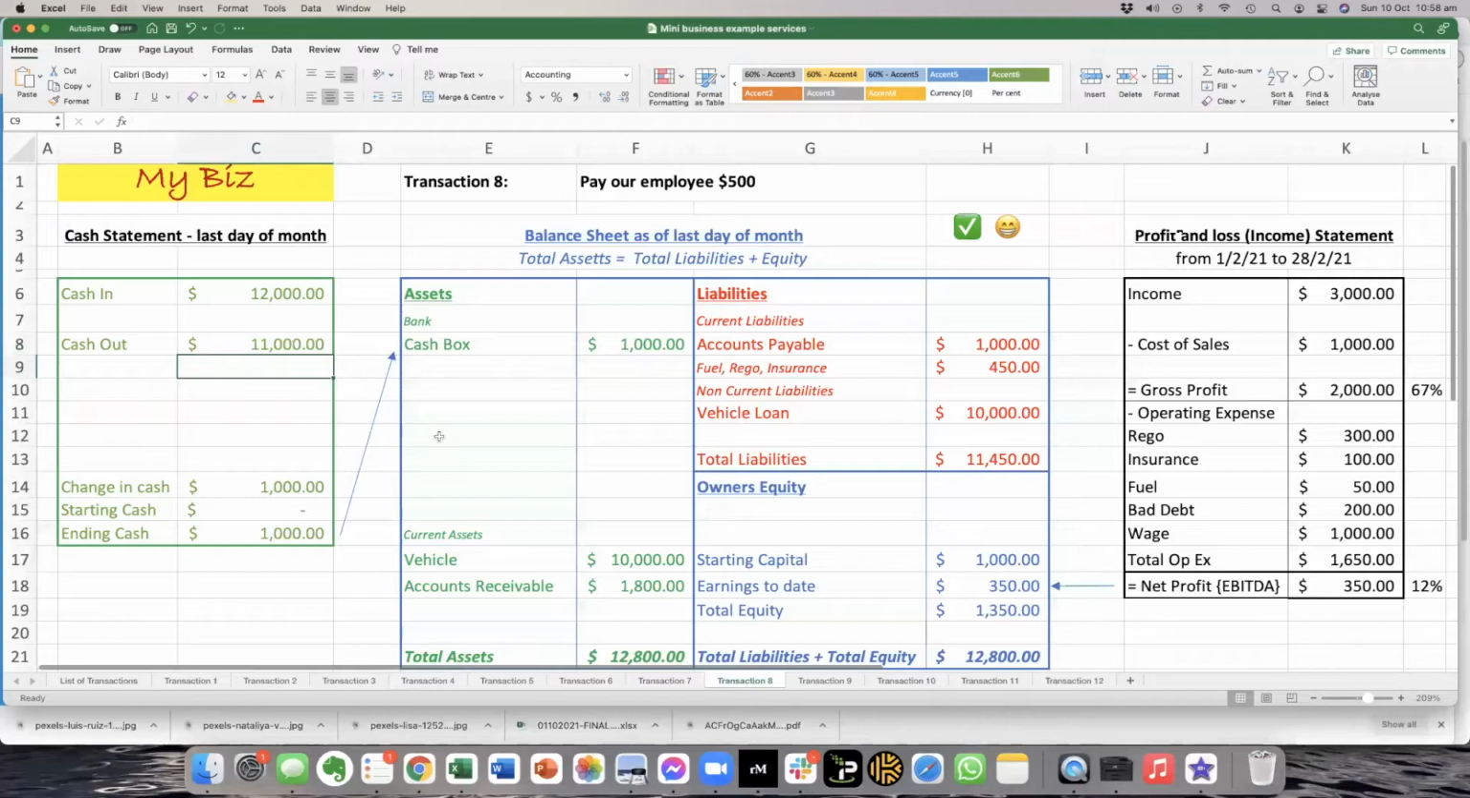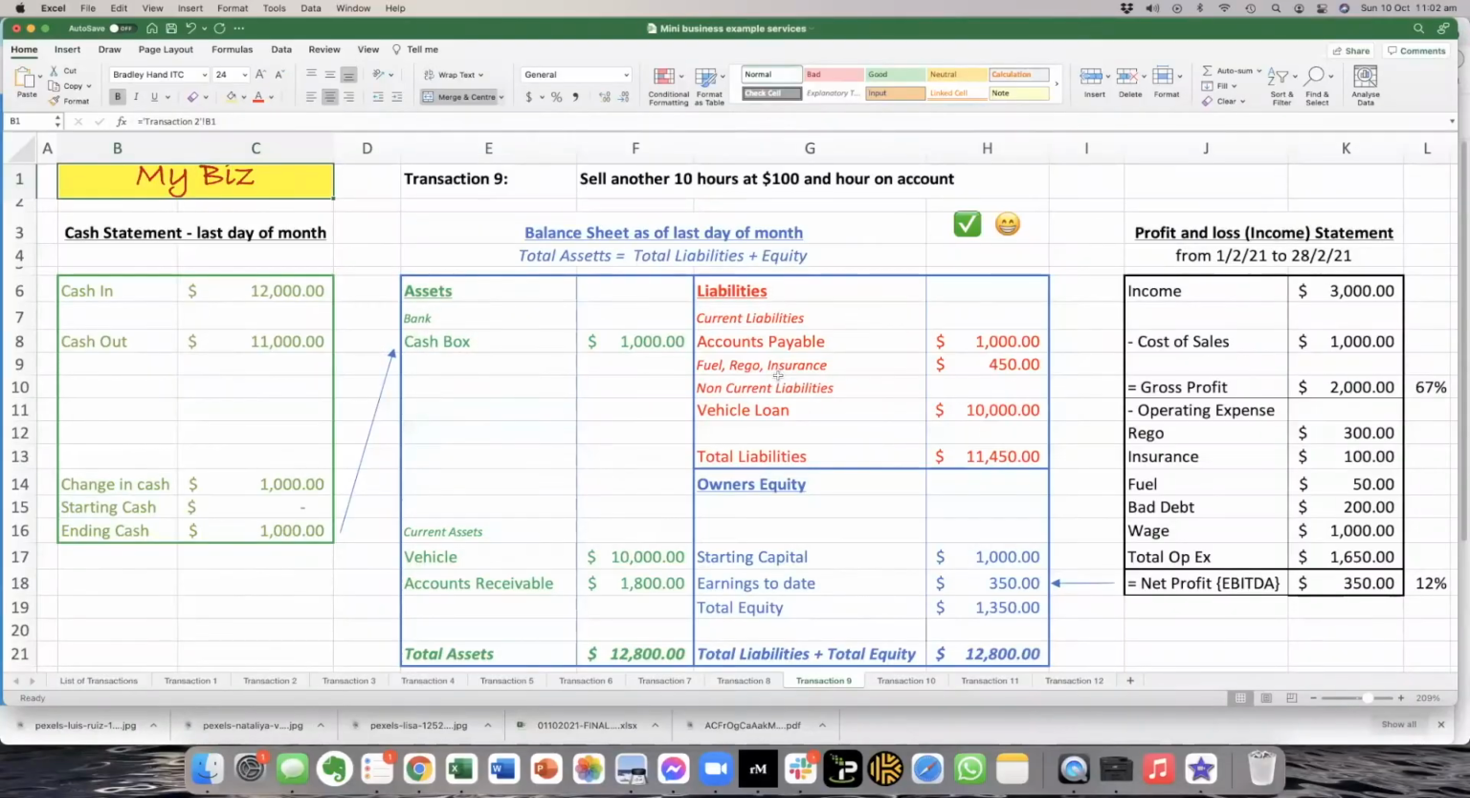So that's what happens when we pay our team members. I'm leaving tax out. If you want to find out about tax, you need to talk to your accountant. Okay, let's move on. Transaction 9.